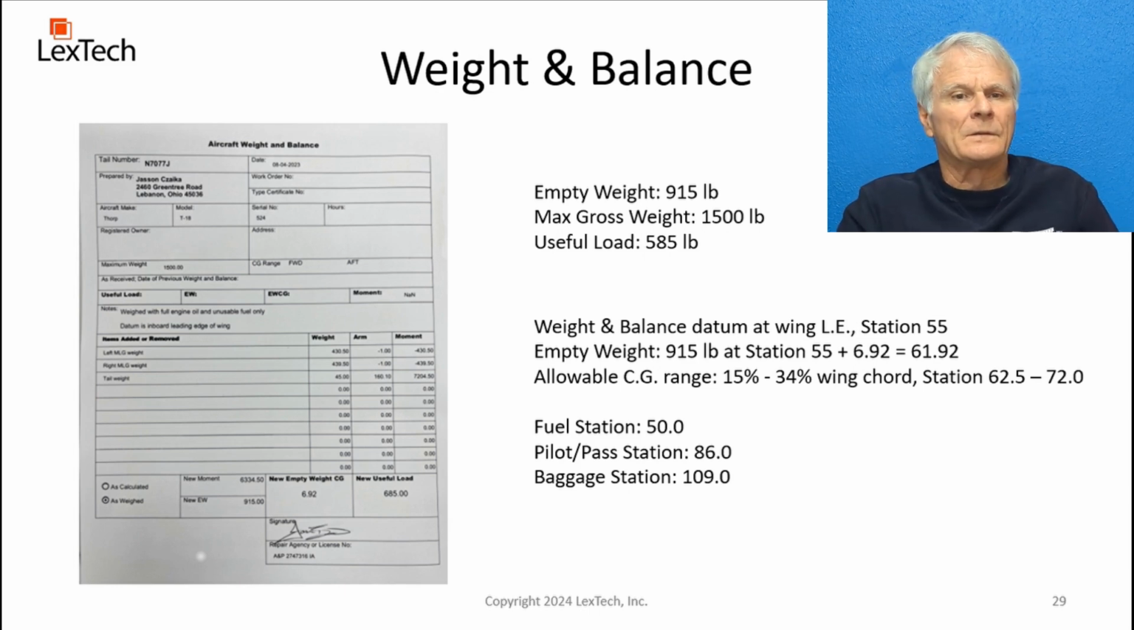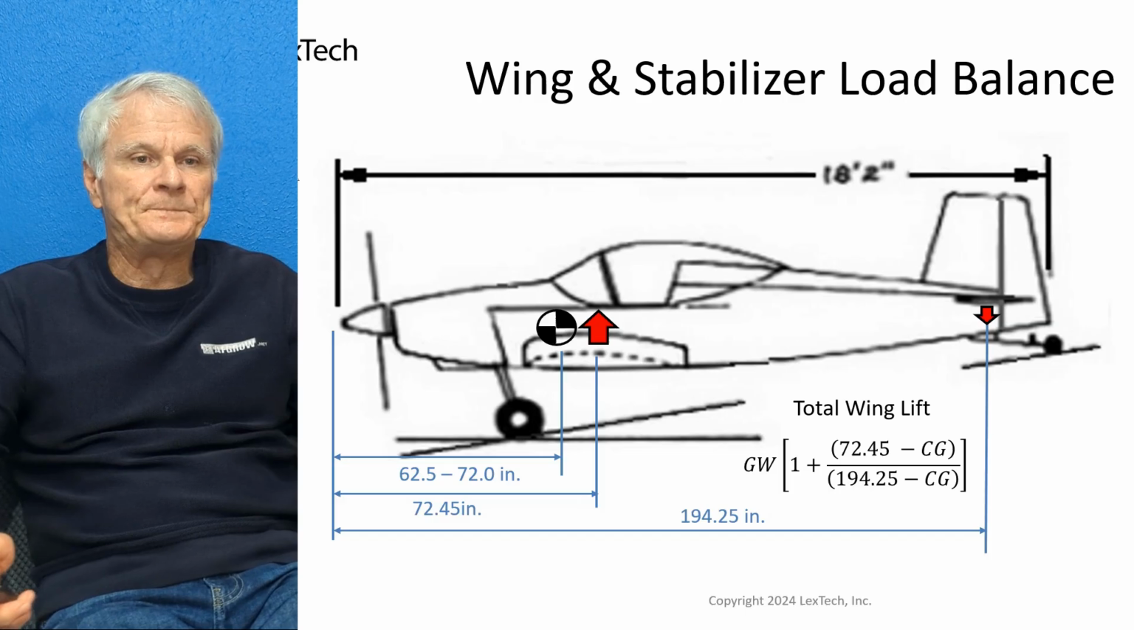So with the weight in the pilot passenger seat, it brings us right within the proper CG range of the airplane. The fuel station is station 50, pilot passenger is station 86, and the baggage is station 109.